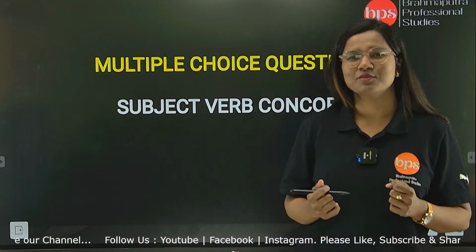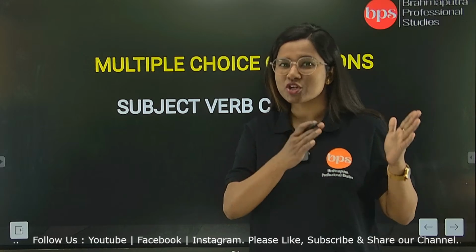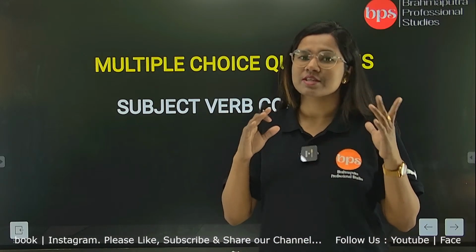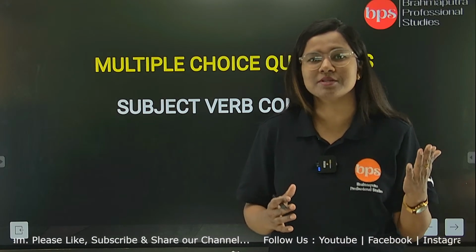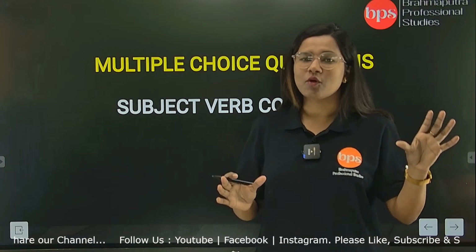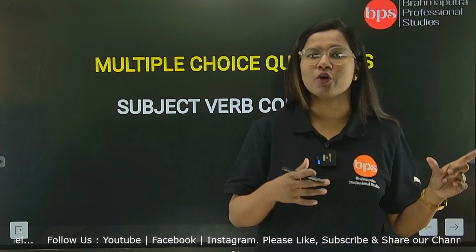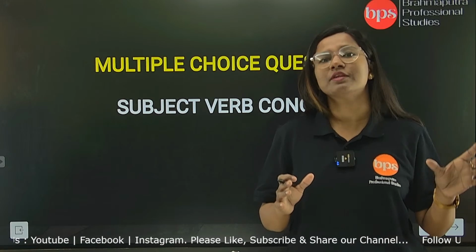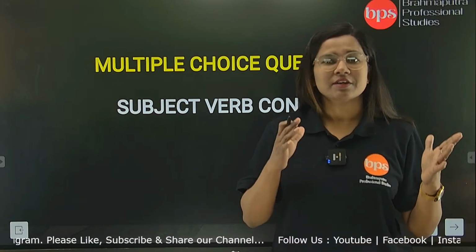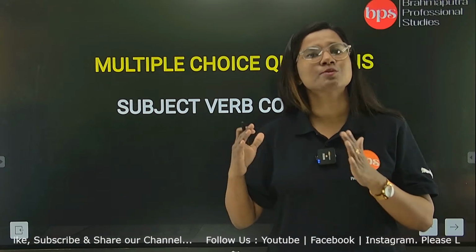In today's session, we are going to discuss subject-verb concord. Now, what is concord? Concord is nothing else but the agreement between the subject and the verb. So, depending on the number, that means singular or plural, and depending on the person, that means first person, second person or third person, the verb is connected or placed.